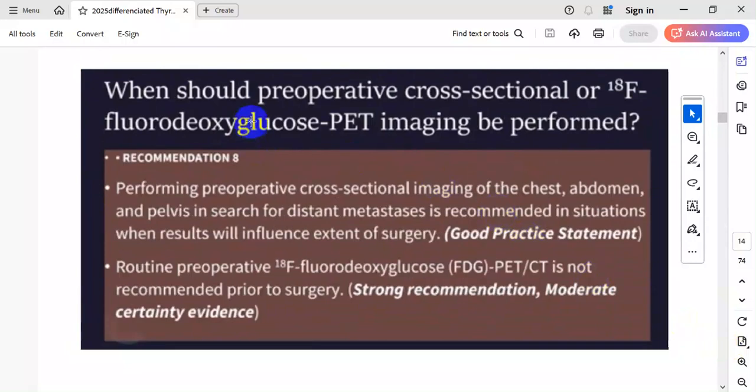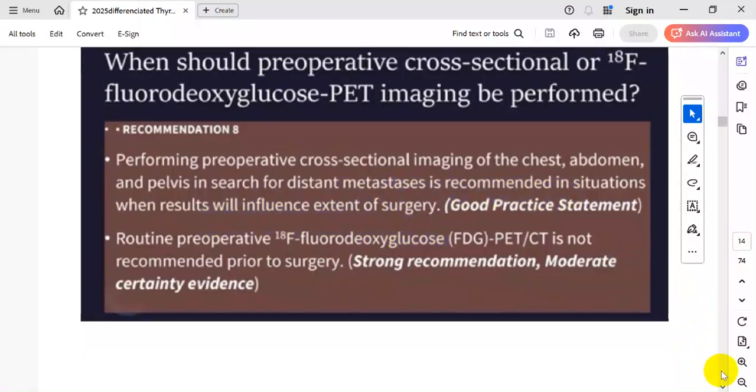And also, when should we do preoperative cross-sectional imaging or 18-fluorodeoxyglucose PET scan? Routine preoperative 18-fluorodeoxyglucose PET is not recommended prior to surgery. This is a strong recommendation. And performing preoperative cross-sectional imaging of the chest, abdomen, and pelvis to search for distant metastasis is recommended in situations when the result will influence the extent of surgery.